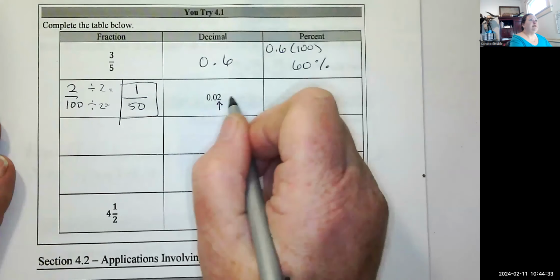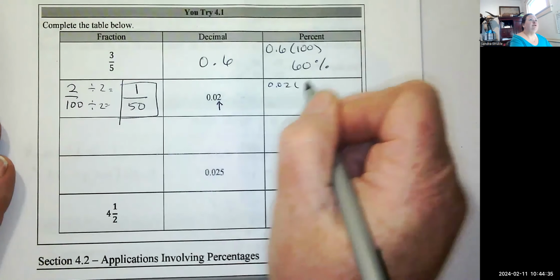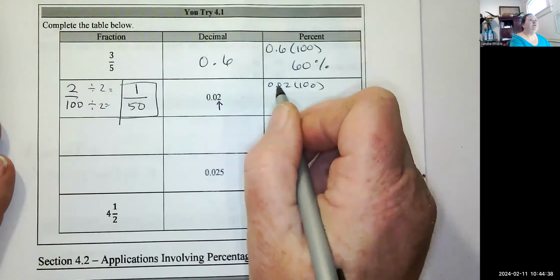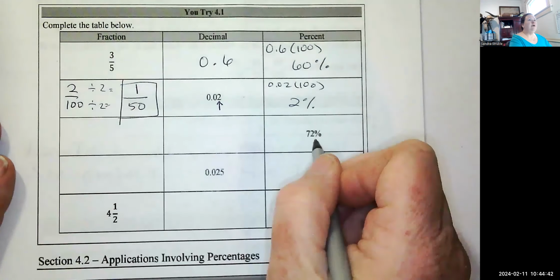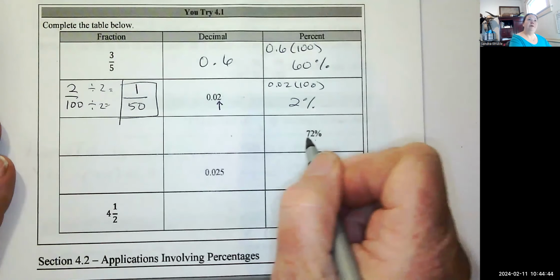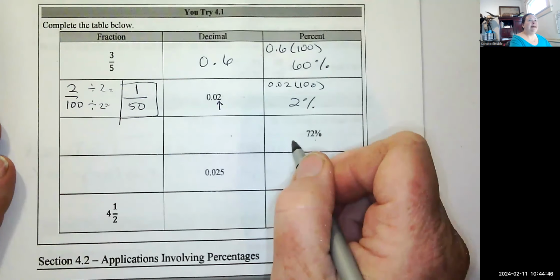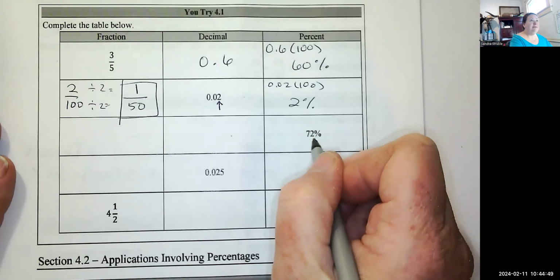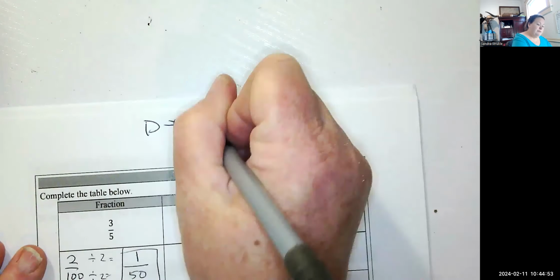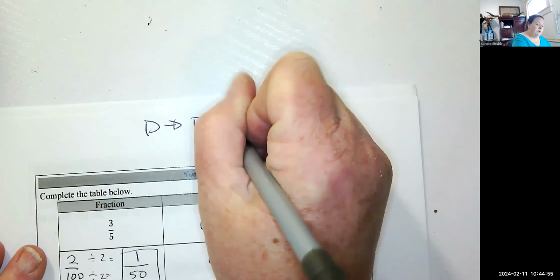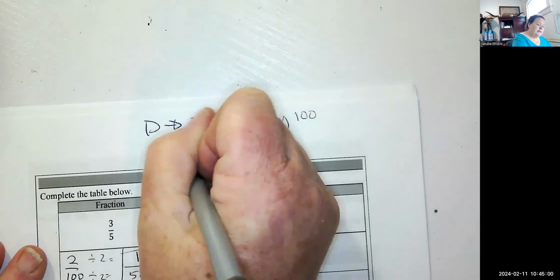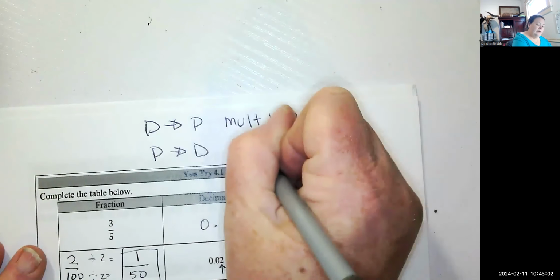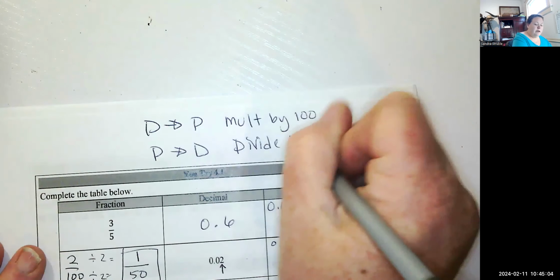Going the other direction is easier. Going from 0.02 to a percent is just multiplying by 100 and adding the percent symbol. Going from a percent to a decimal, and we haven't done this yet, that is taking the percent and dividing by 100. So from a decimal to a percent, we multiply by 100. From a percent to a decimal, we have to divide. It's just the opposite: divide by 100.